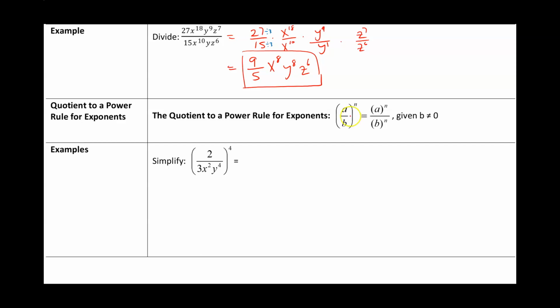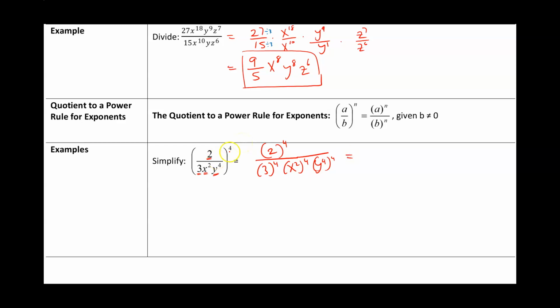Next rule, if we have a fraction raised to a power, then each of the individual terms gets raised to the nth power, just like we saw in section 3.1. For example, if we have 2 divided by 3x squared y to the 4th power, then you take each individual term, so we take 2 to the 4th, then we take 3 to the 4th, then we take x squared to the 4th, and we take y to the 4th to the 4th. So take each of these terms individually and raise them all to the 4th power.